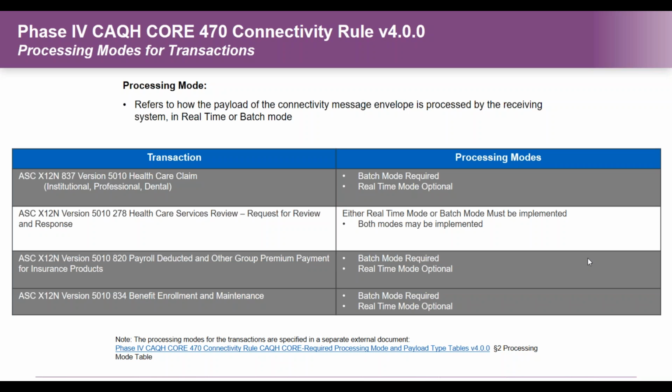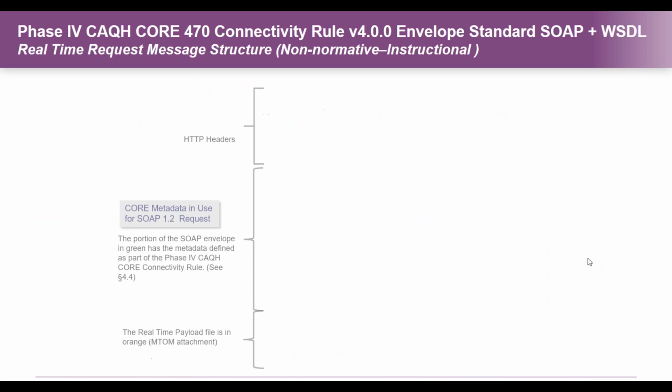And for the prior authorization transaction, the 278, either real-time mode or batch mode must be implemented, but both of them can be implemented, may be implemented. One of the two modes must be implemented. Next slide, please.